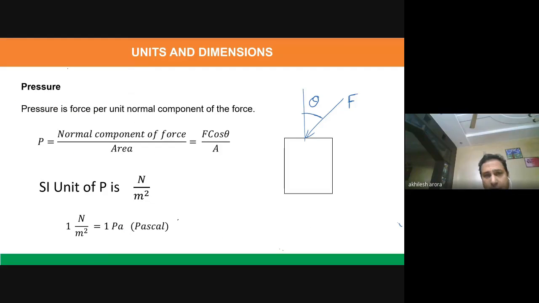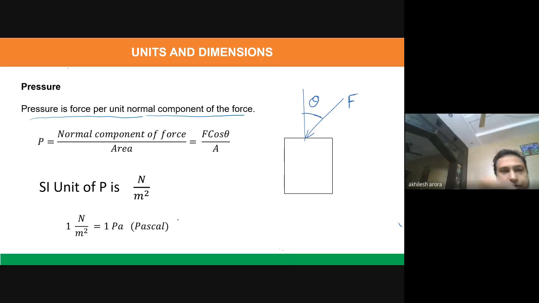Then let us talk about pressure. Pressure is the force per unit... This definition is written wrongly actually. It is the normal component of the force per unit area. So pressure is the normal component of the force per unit area.